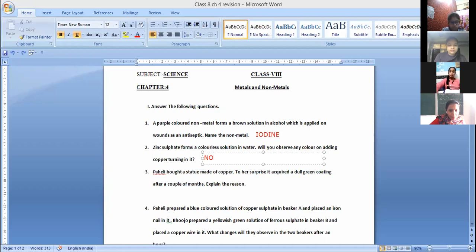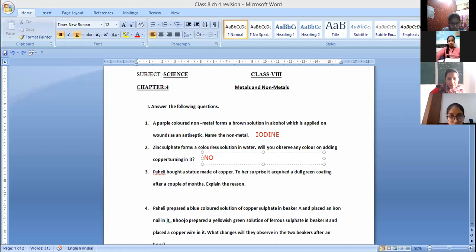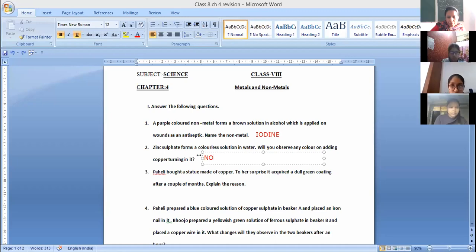Reason, you know? Yes, Anshika, why? Why is no color change seen? Ma'am, because zinc is more reactive. Copper is less reactive. Yes, good.